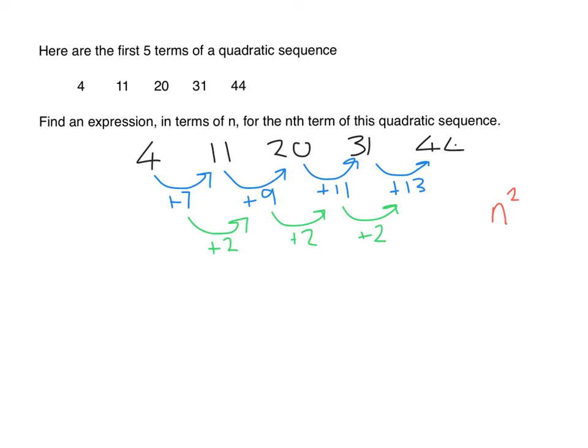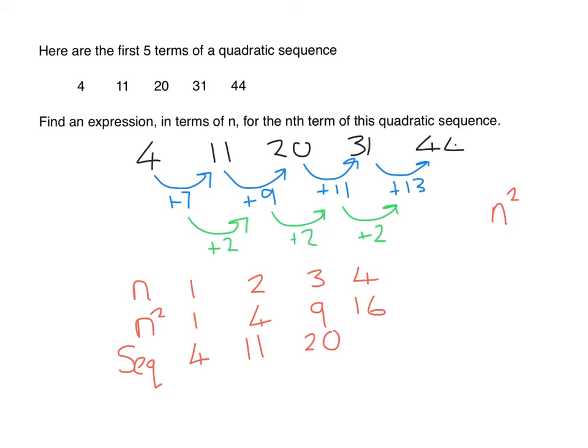So if I just write out my terms, I'm going to find the first, second, third and fourth. And I know that n squared therefore is 1, 2 squared is 4, 3 squared is 9, 4 squared is 16. And I know that this sequence is somehow related to n squared. So it's 4, 11, 20, 31. I could do the fifth term if I wanted to.